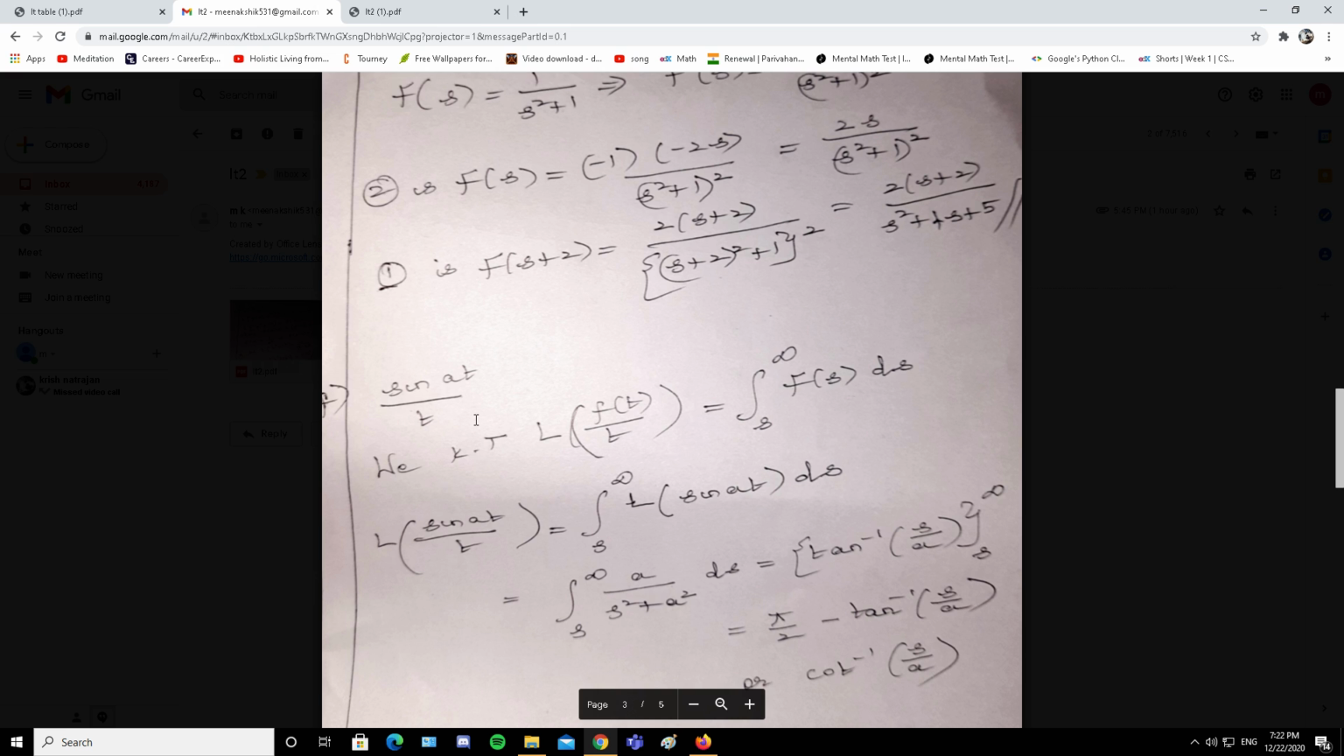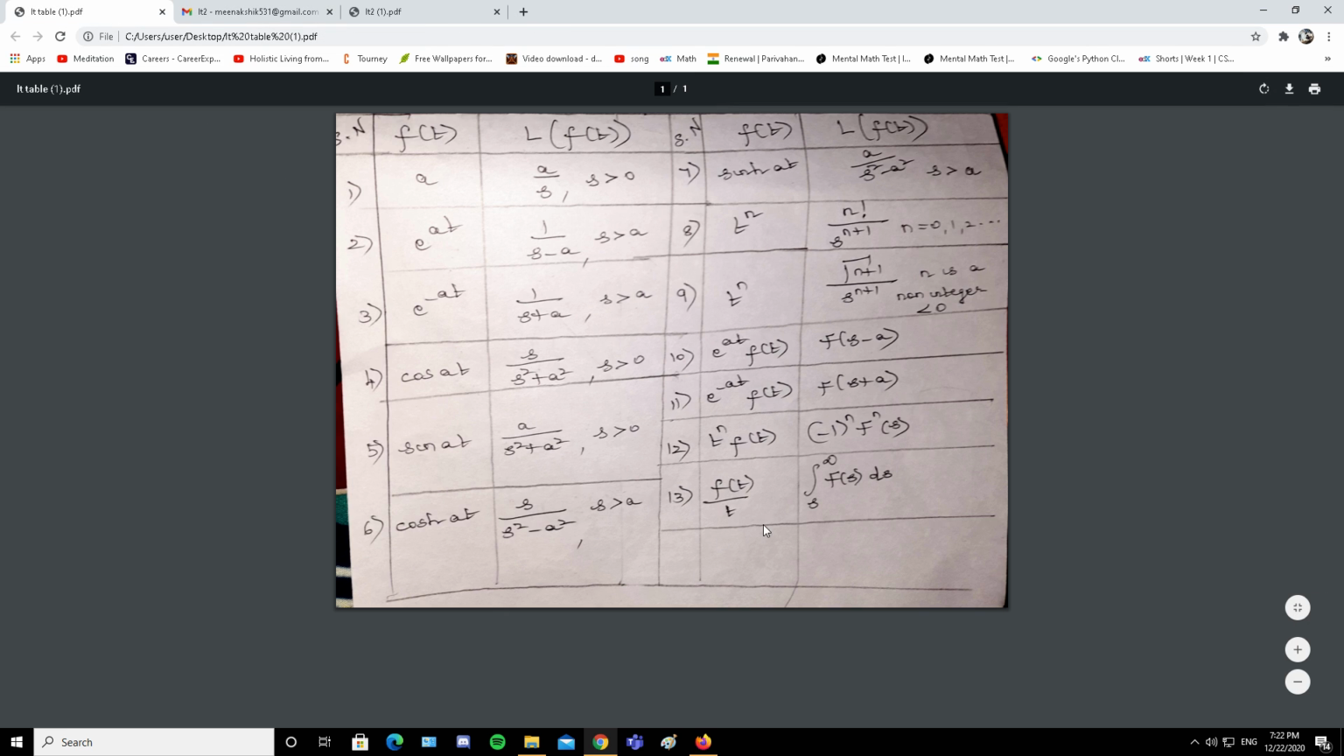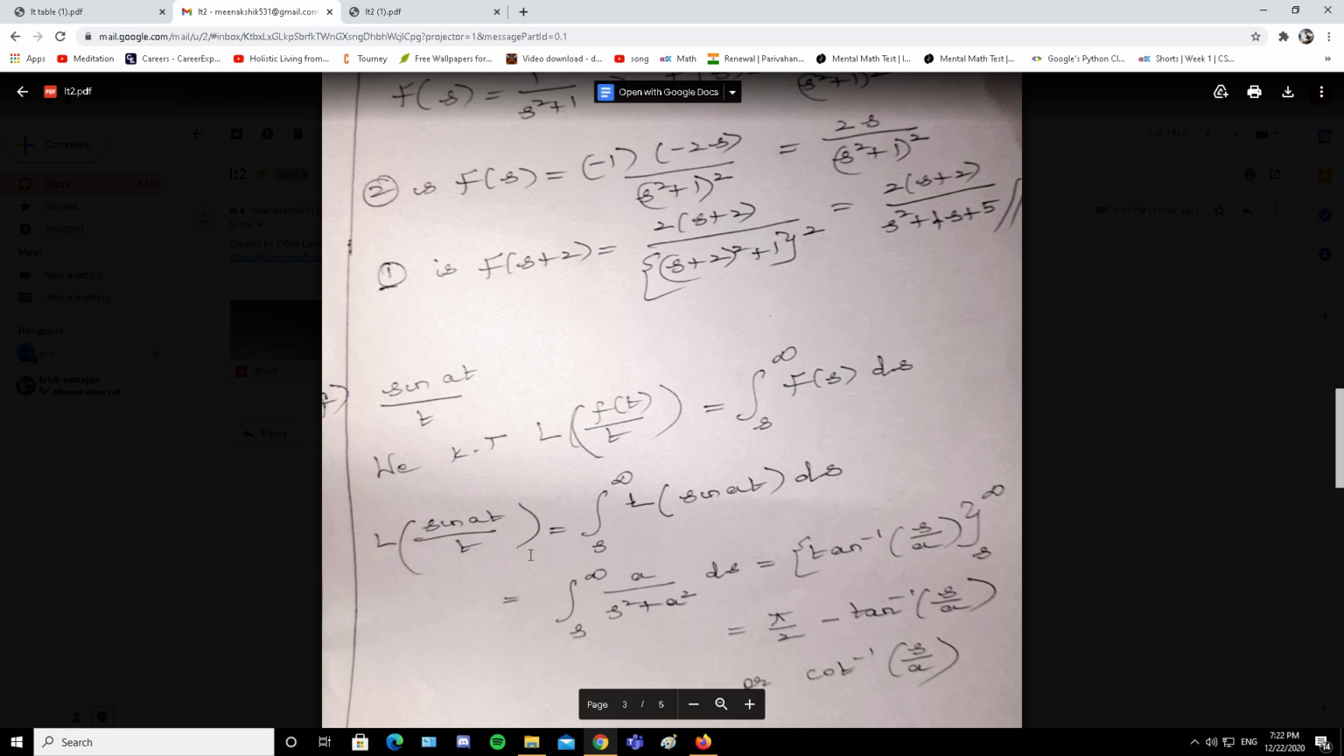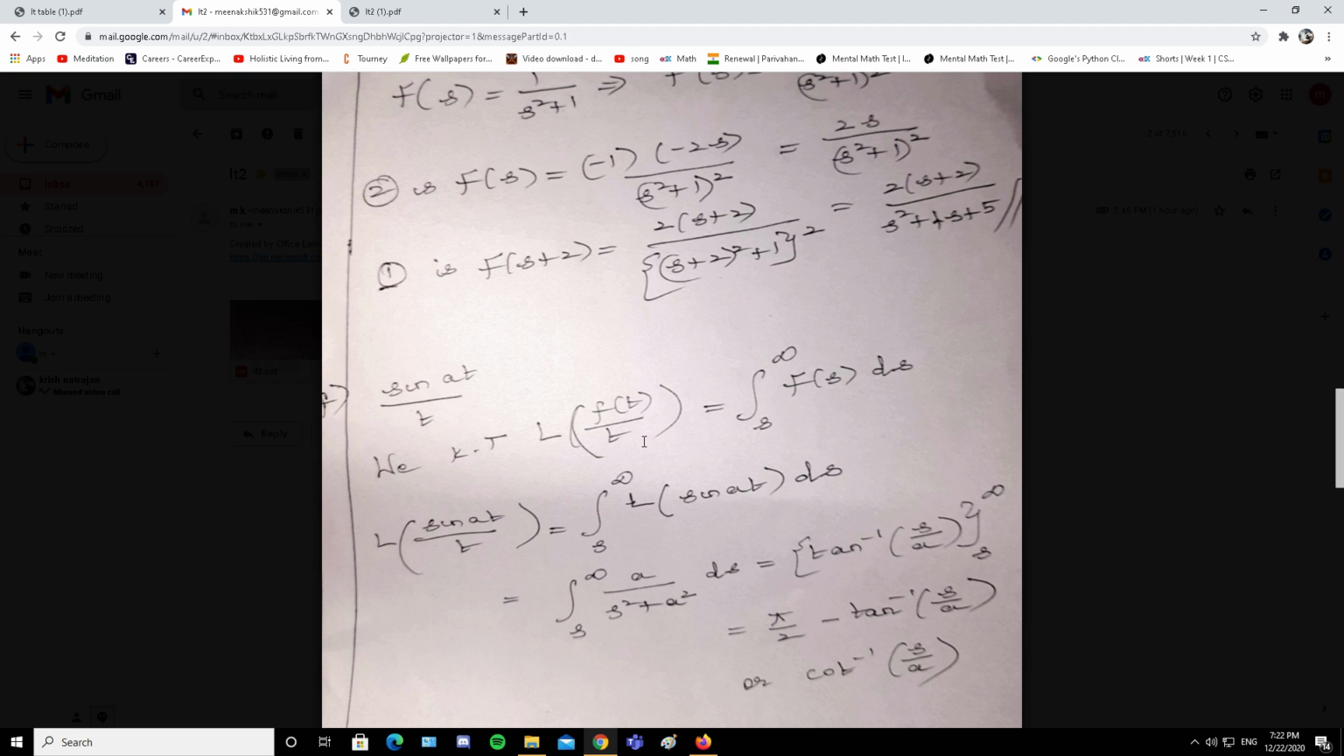Now the next problem, sin a t by t. I have taken a problem using the 13th property, f of t by t. It is of the form f of t by t. What is L of f of t by t? Integral s to infinity f of s ds. So this is a property. So what is L of sin a t by t?